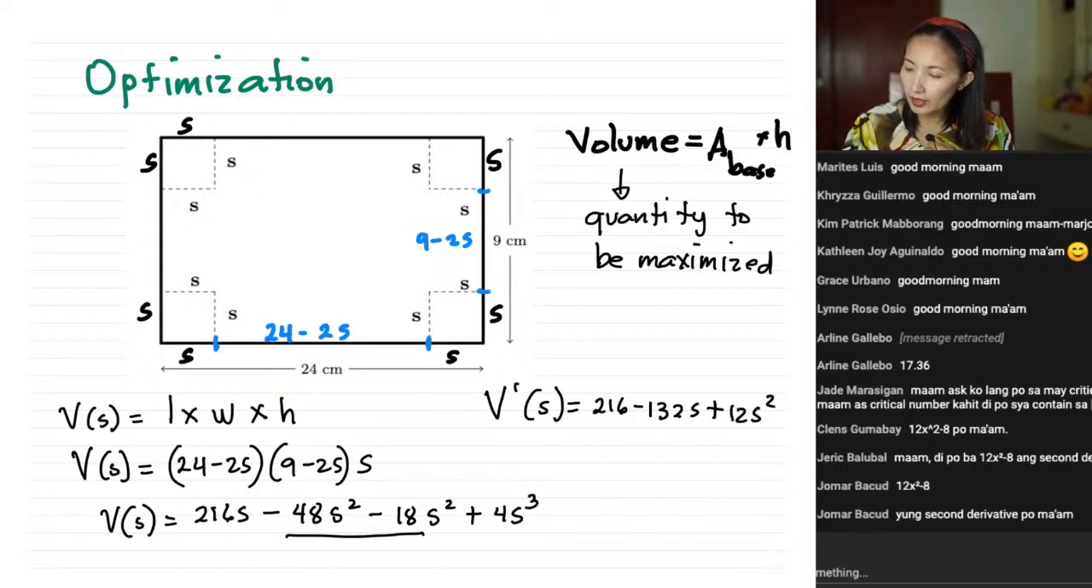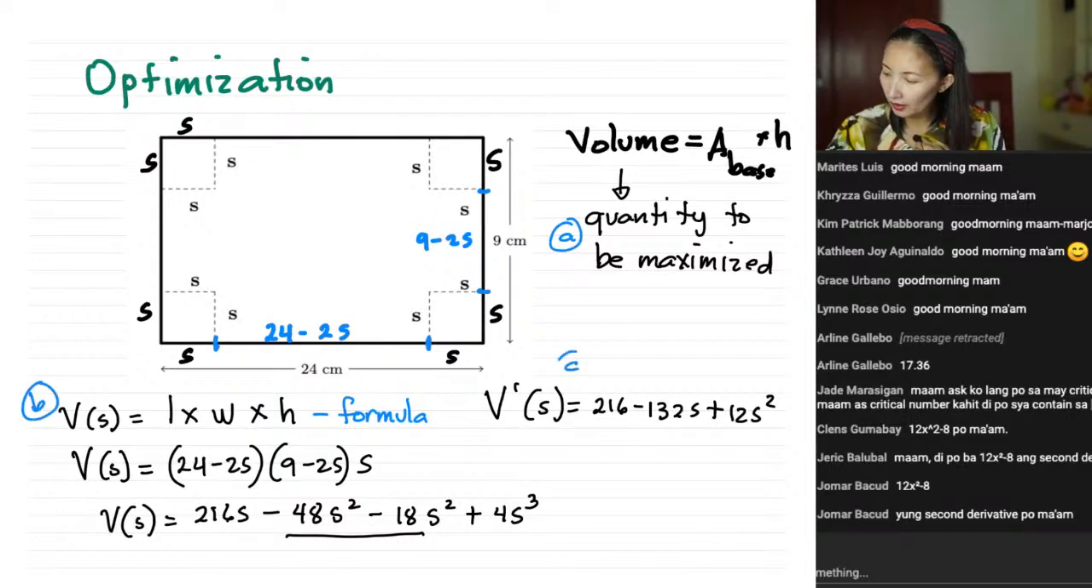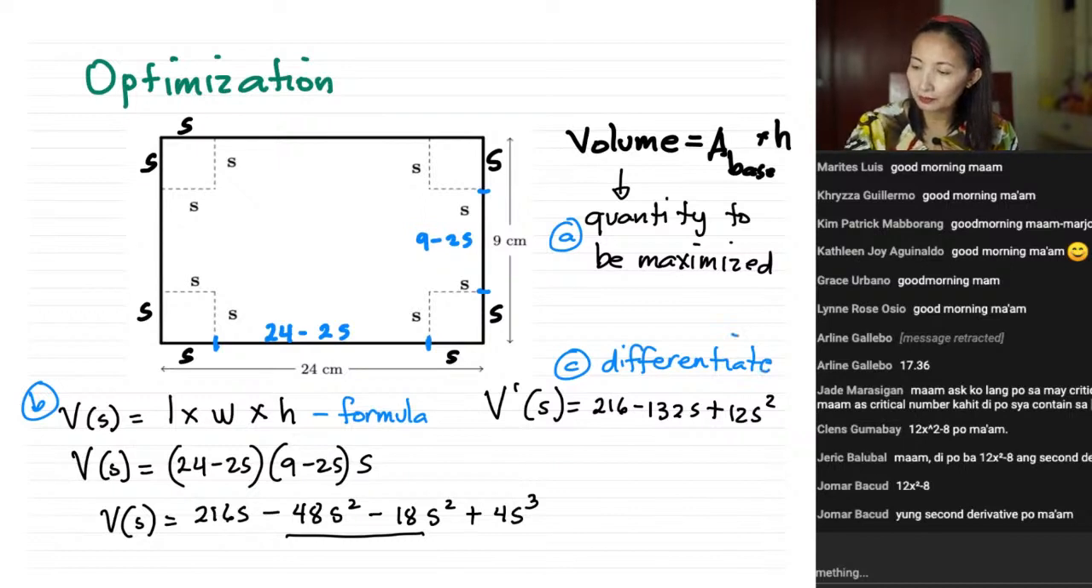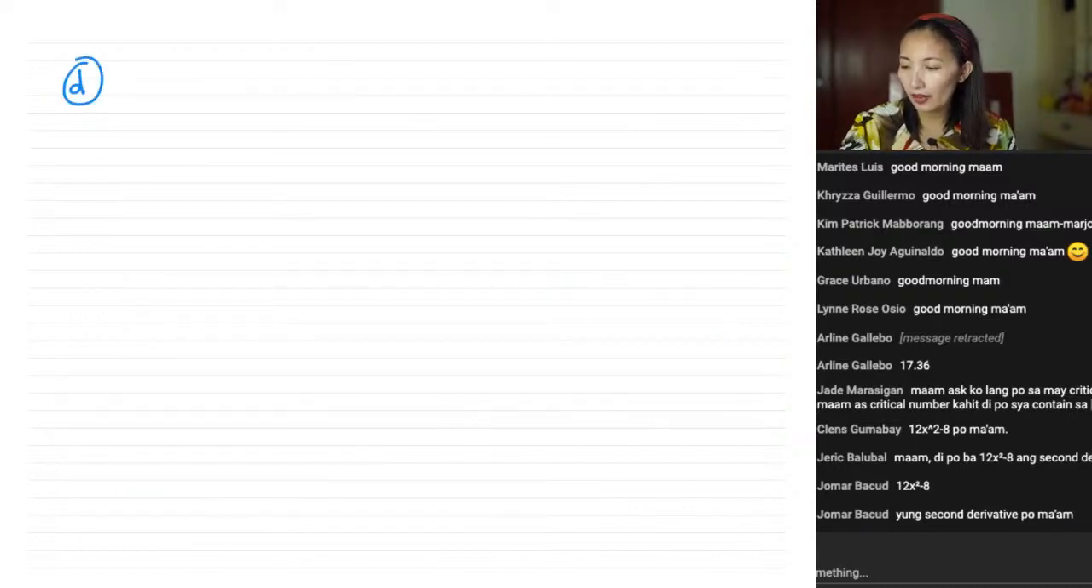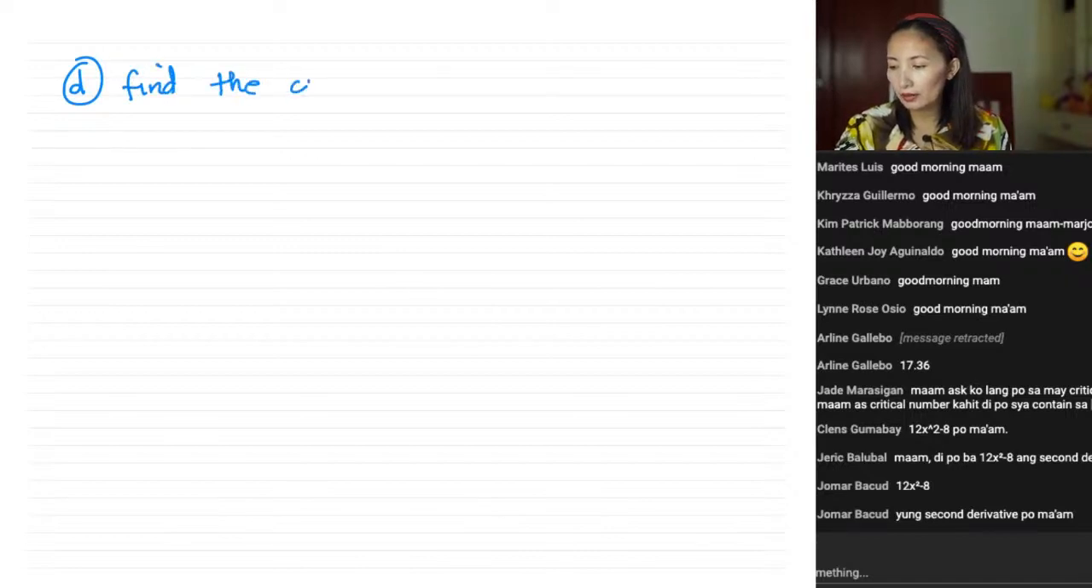Then, this is the equation or formula. Then after that, A, B, and C, differentiate. D, find the critical number.